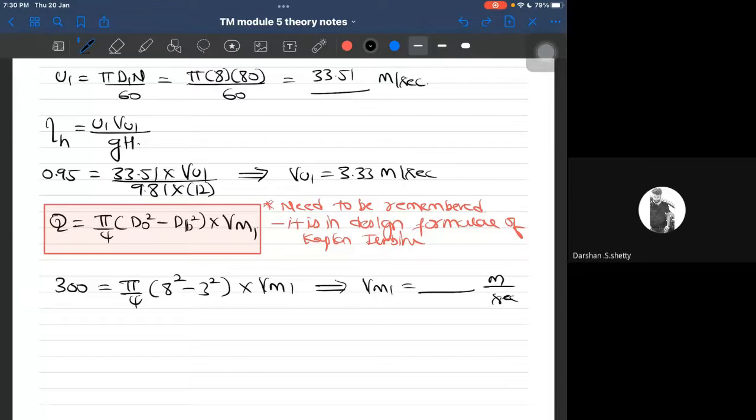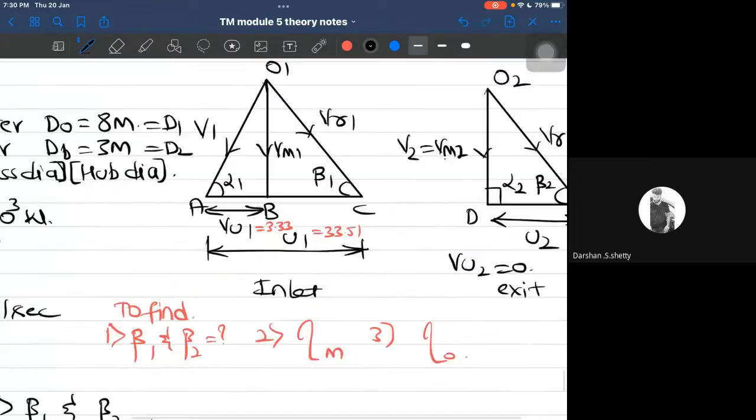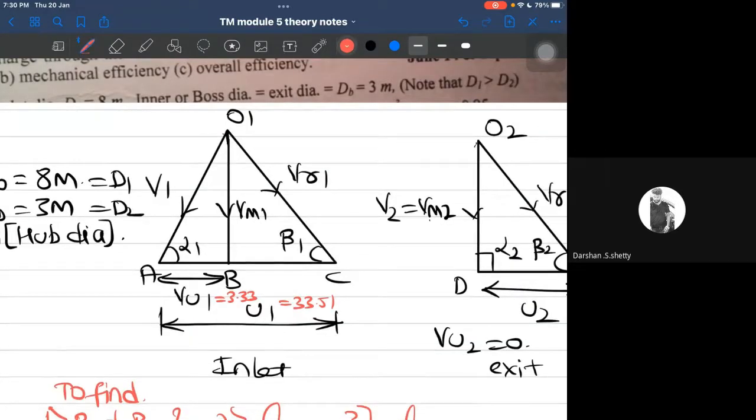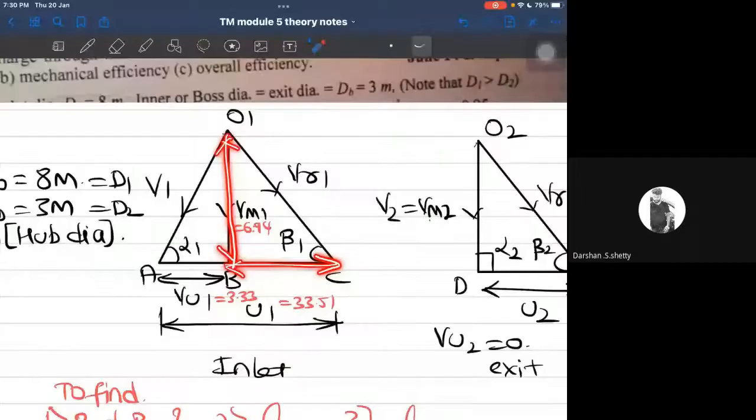So immediately I would update here. Vm value is 6.94. Now I have got the values of this length and this length, so I can calculate the value of beta dash by applying tan of beta 1. That is what my next immediate step would be.